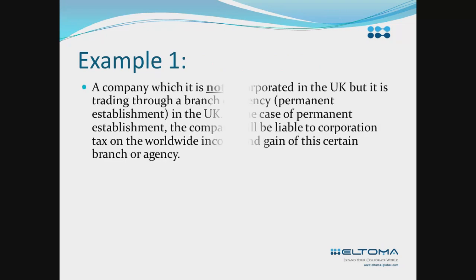As a first example, we can use a company which is not incorporated in the UK, but it is trading through a branch or agency, the so-called permanent establishment, in the UK. In the case of permanent establishment, the company will be liable to corporation tax on the worldwide income and gain for this certain branch or agency.